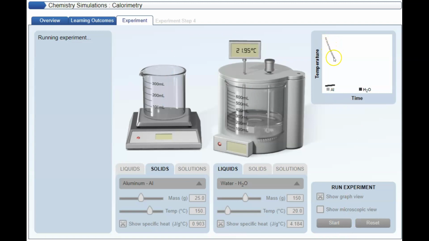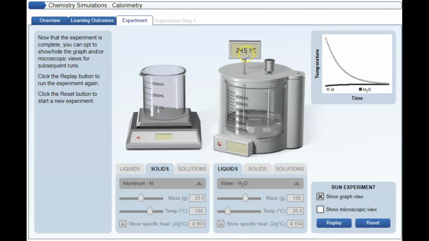Of course, aluminum drops readily while water increases at a slower, steady rate. And of course, you can see that the lines will eventually meet at the same point at some equilibrium. And we end up with, let's see here, looks like 24 point something. There we go. 24.51 degrees Celsius is our final point.